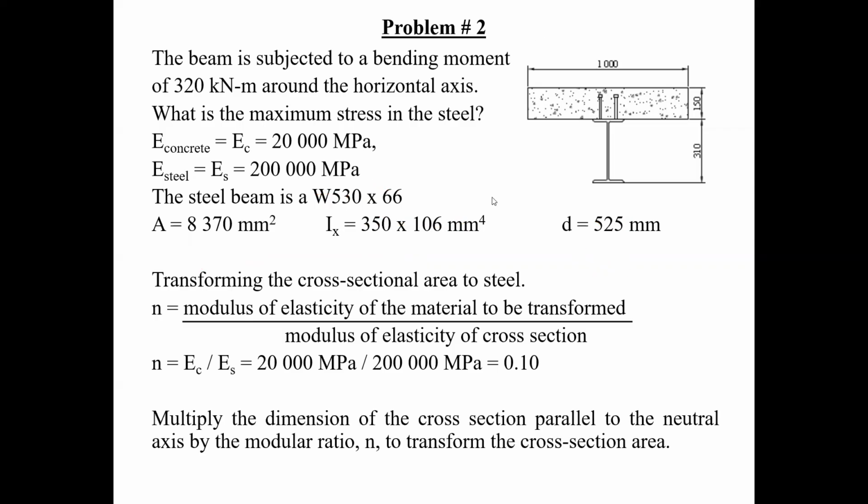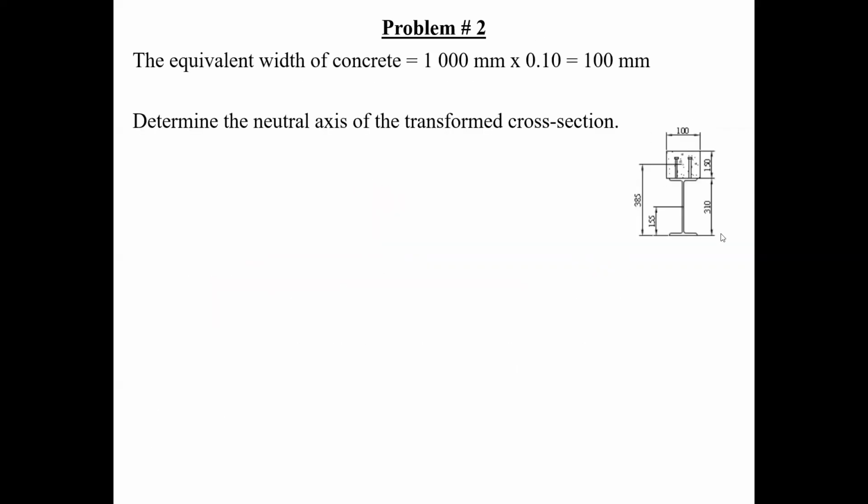So I used the right values in the assignment. I apologize for that; I should have double checked. So here, the equivalent width of the concrete, you multiply the 1,000 by 0.1, that comes down to 100, and determine the neutral axis. And of course, you pick a common reference, okay?